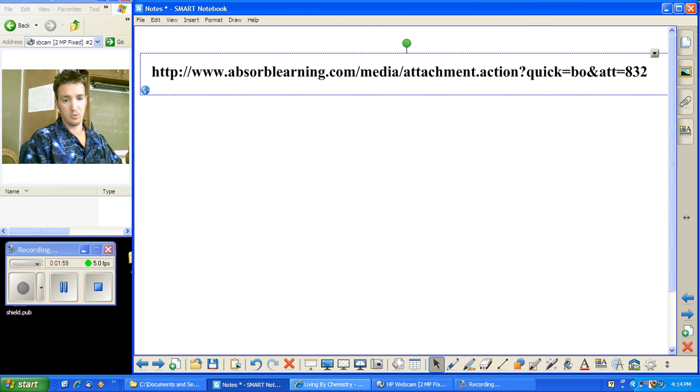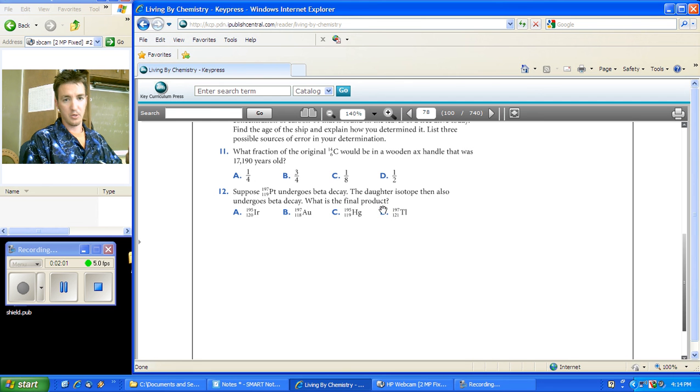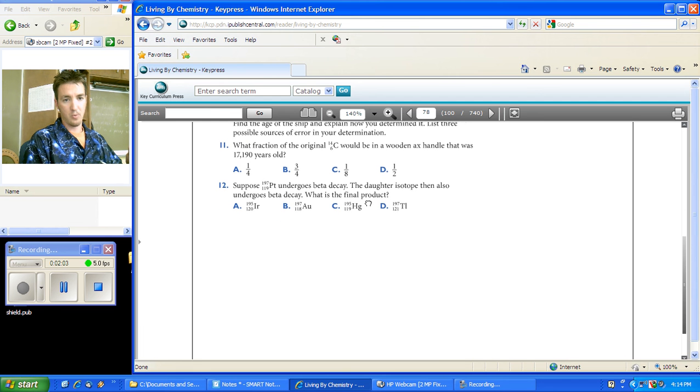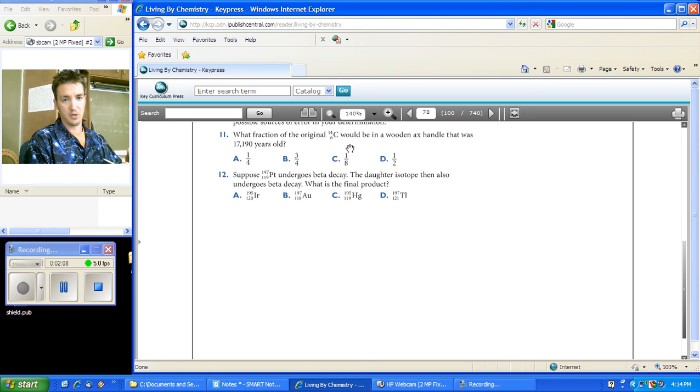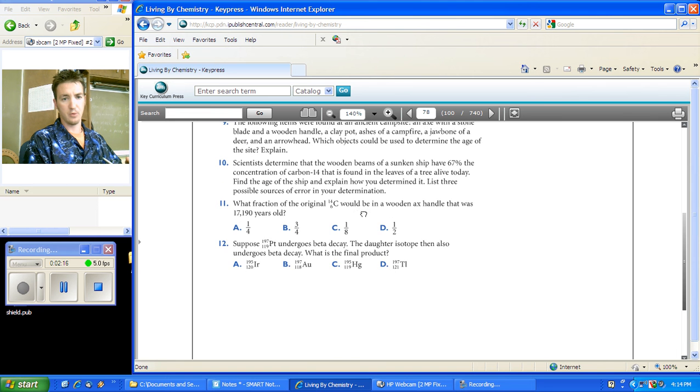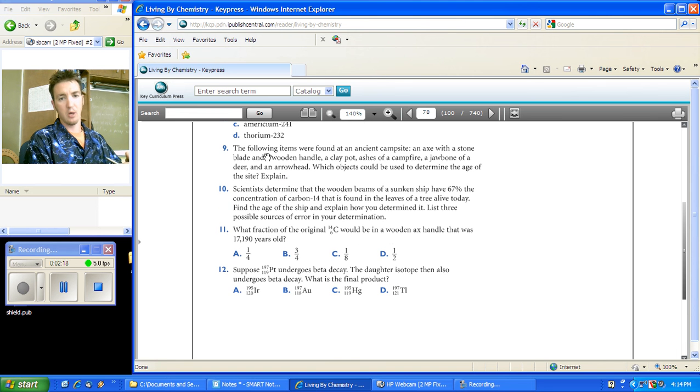Alright, so start off by looking at questions out of the book. A couple ways to look at it. Just go to question 11 here. What fraction of the original amount would be in a wooden axe handle that was 190 years old? So actually, maybe first off, let's look at 9, again just to review. The following items were found on an ancient campsite: an axe with a stone blade, a wooden handle, a clay pot, ashes of a campfire, jawbone of a deer, an arrowhead. Which ones could be used to determine the age of the site?